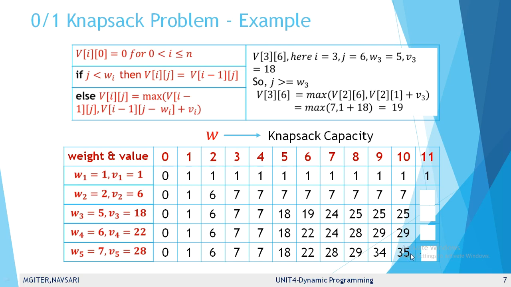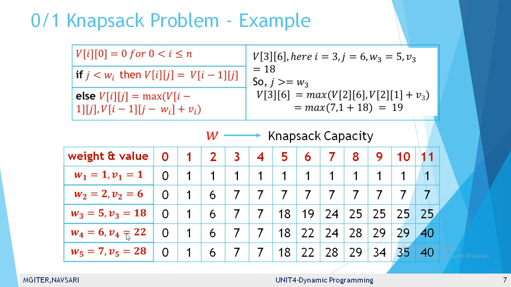At i equal to 5, we have three objects: object 1, 2 and 5. 7 plus 2 is 9, plus 1 is 10. The profit is 1 plus 6 plus 28, so the profit here is 35. Now at column 11, in the first row we include one item, in the second row we include two items, and in the third row we include three items with the profit of 25.